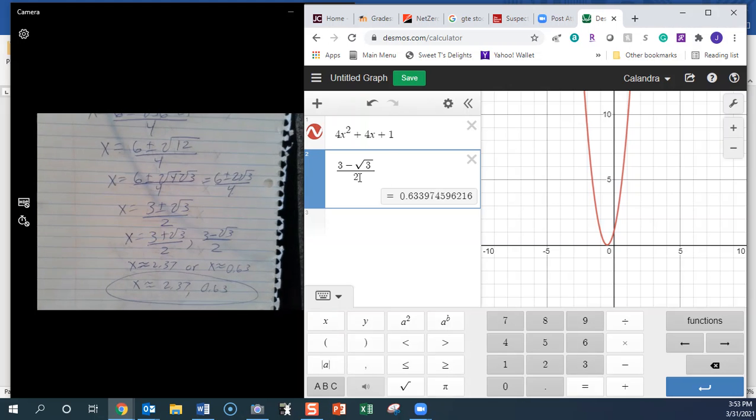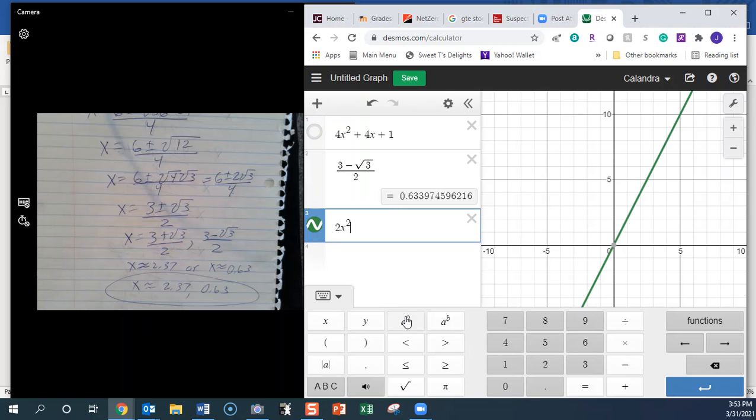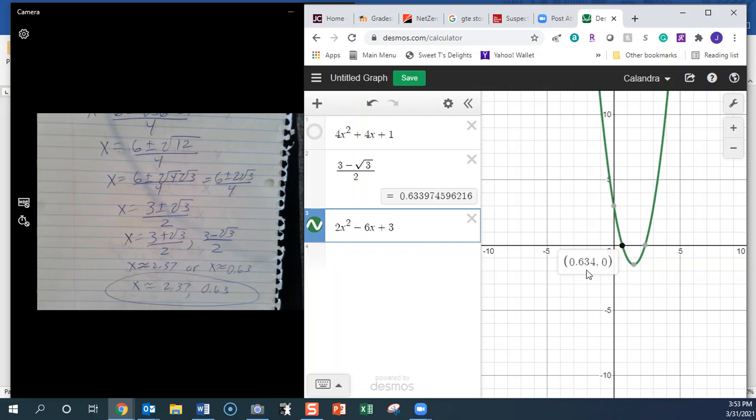Now we have to prove this using Desmos. So we would type in the formula. I could turn this graph off here, but we would type in the formula 2x squared minus 6x plus 3. And as you see here, our x-intercepts are 0.63 if we round it to 2 decimal places, and 2.37. So we proved it here.